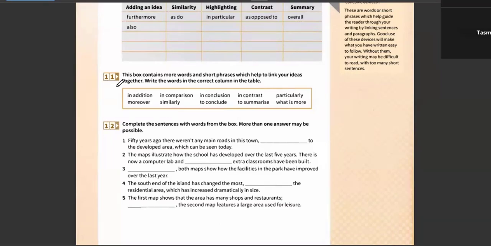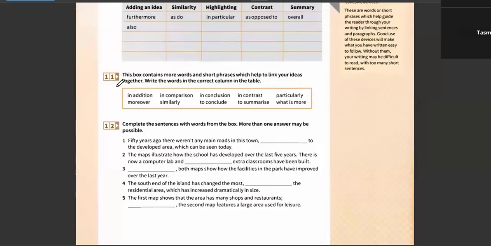Number two, the maps illustrate how the school has developed over the last 5 years. There is now a computer lab and dash extra classrooms have been built. Number three, dash, both maps show how the facilities in the park have improved over the last year. Number four, the south end of the island has changed the most, dash the residential area, which has increased dramatically in size. Number five, the first map shows that the area has many shops and restaurants, dash the second map features a large area used for leisure.